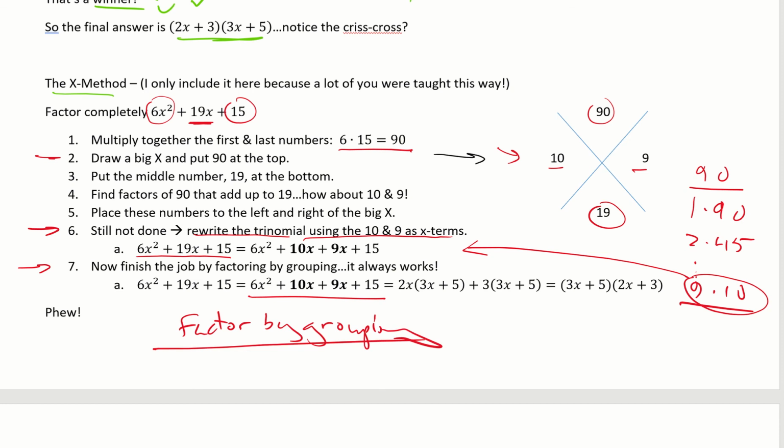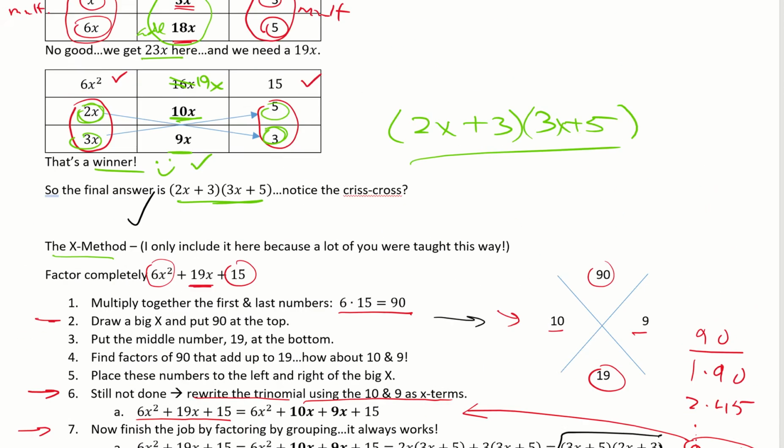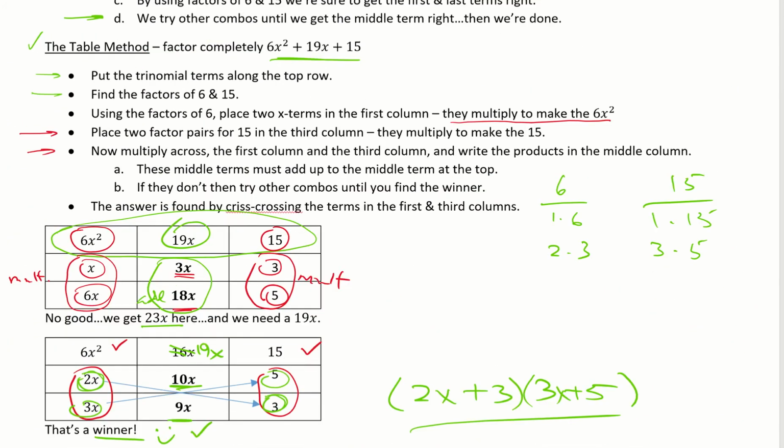So for people that are doing the X method, you need to be masters at factor by grouping, because the last step is to take out the GCF of each guy and look for the common binomial factor, and finally write your answer. Okay? Notice that up here, it's 2x plus 3, 3x plus 5. Down here, 3x plus 5, 2x plus 3. Do we care? No, we don't care. It is what it is. Okay, so that's a real brisk look at the ways of doing things.